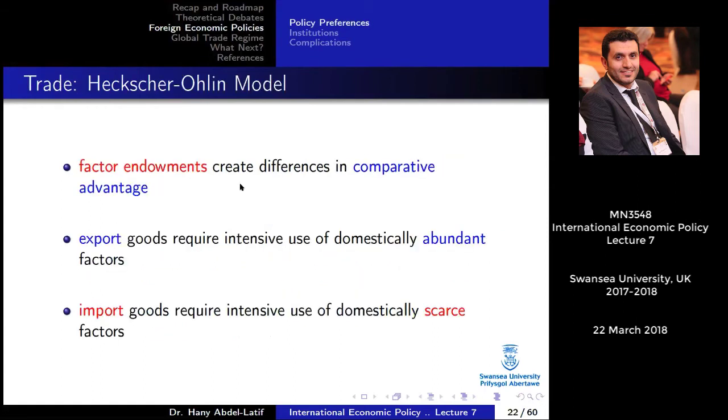So a very simple way, which we heard of before, to explain trade is the Heckscher-Ohlin model. What is the idea here? Factor endowments create different comparative advantages. You remember, based on what criteria can we explain international trade? One way to explain it was comparative advantage. Do you remember what comparative advantage is? We talked about that before. What do you mean by comparative advantage?